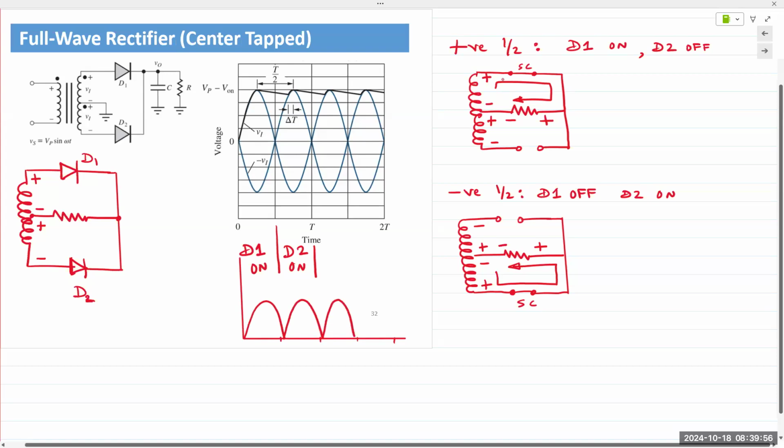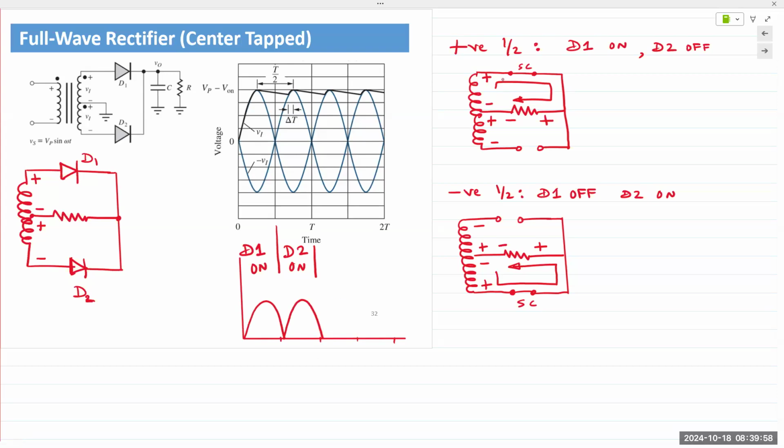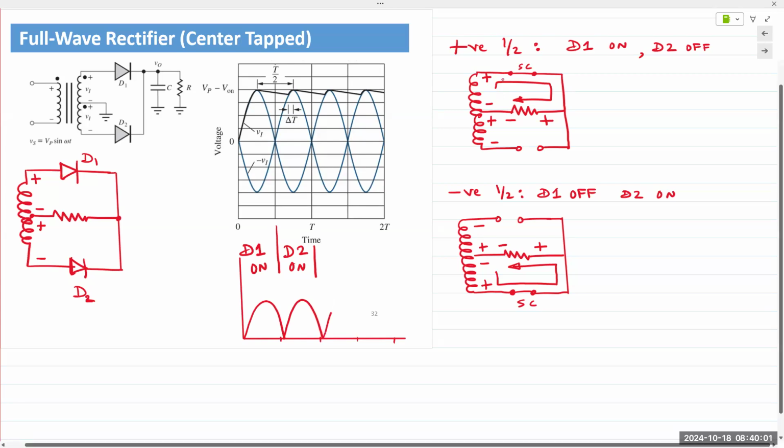I still missed the mark. All right, let's try again. So here D1 is on, here D2 is on, here D1 is on, here D2 is on.